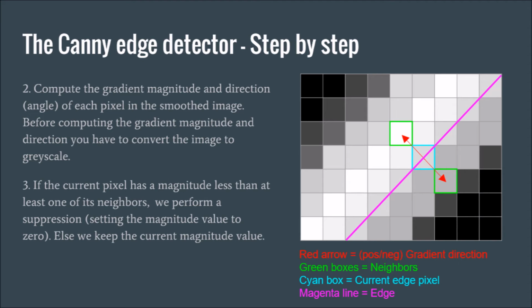Then it's the non-maxima suppression. If the current pixel has a magnitude less than at least one of its neighbors, we perform a suppression. This means setting the magnitude value to 0. Else, we keep the current magnitude value. Here is also an illustration of the concept of the non-maxima suppression.